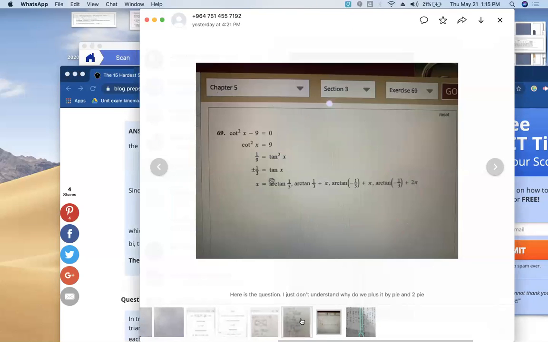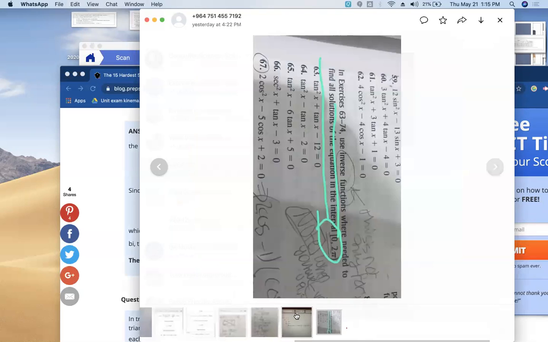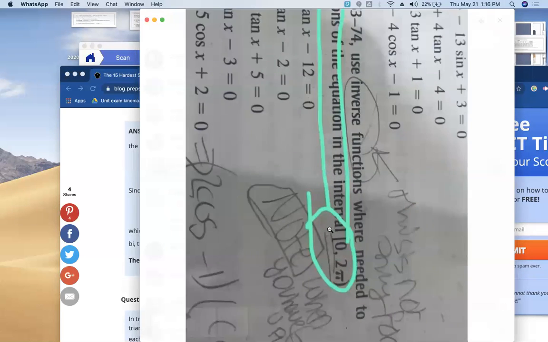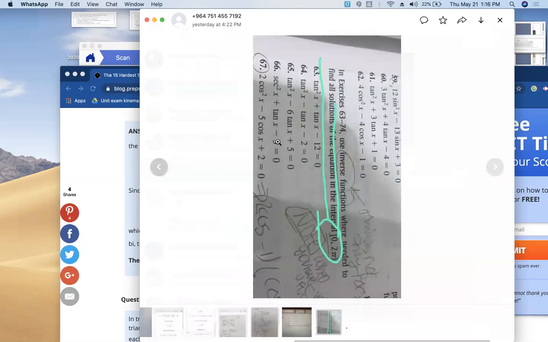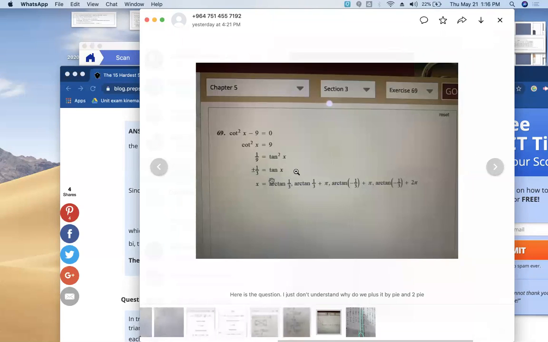But in the question, what about it? What is the interval? Over here, is this the interval? Zero to 2 pi. Okay. I mean, over here, you see how this is arctan of negative 1/3. So it's still gonna land in the interval because of the sign change. Because we're using arctan of negative 1/3, we're still gonna land in that interval.